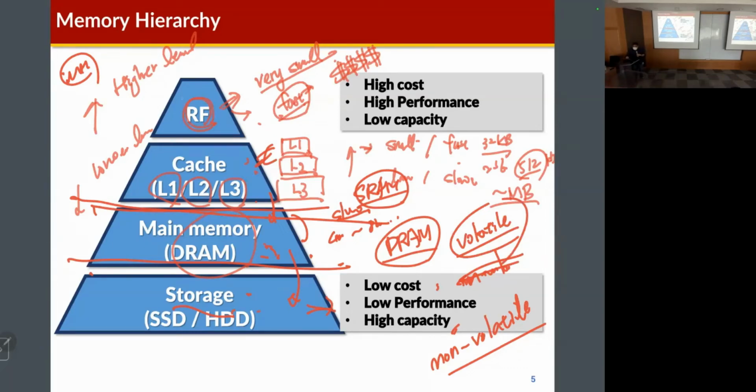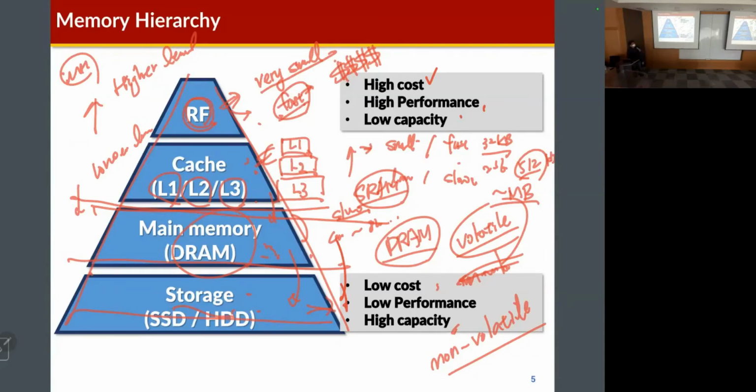In the memory hierarchy, there are multiple levels. In the higher level, we find expensive memory devices, high performance memory, and low capacity memory. And in the low level of the memory hierarchy, we find low cost memory, low performance memory, and high capacity memory.